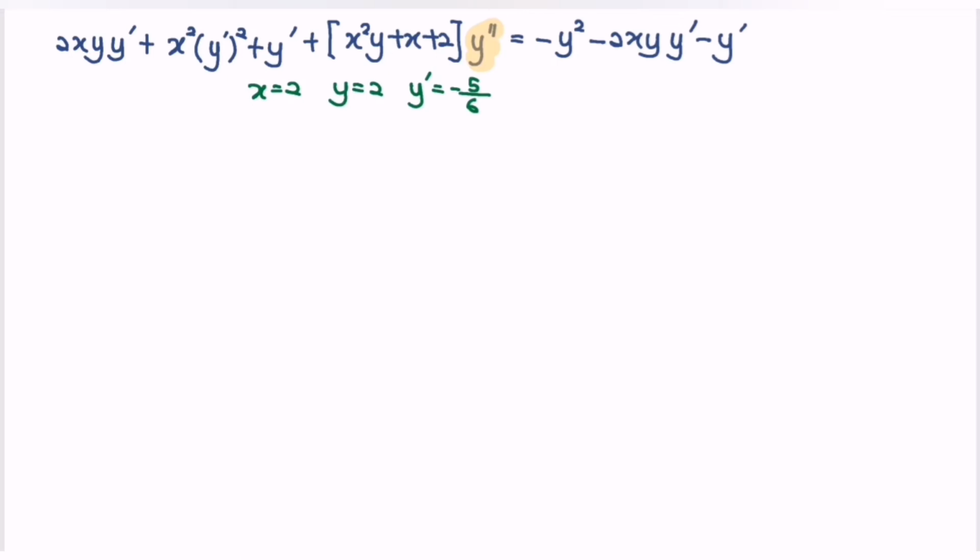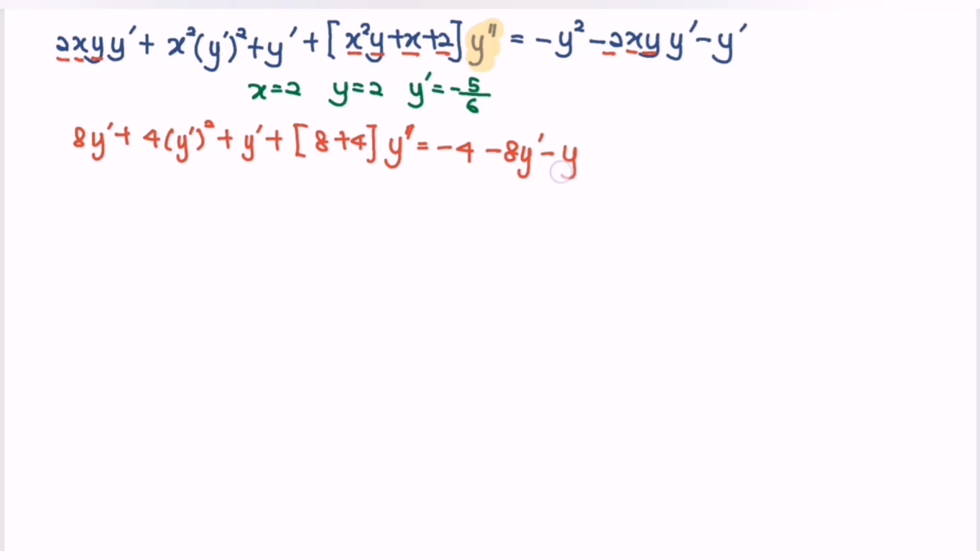So where we will have 2 multiplied by 2, we have 4 multiplied by 2, we have 8y prime plus 4y prime squared plus y prime plus bracket 2 squared, we have 4 multiplied by 2, we have 8 plus 2 plus 2, so plus 4. Second derivative equals negative 4 minus 2 multiplied by 2, we have 4, multiplied by negative 2, we have negative 8y prime minus y prime.